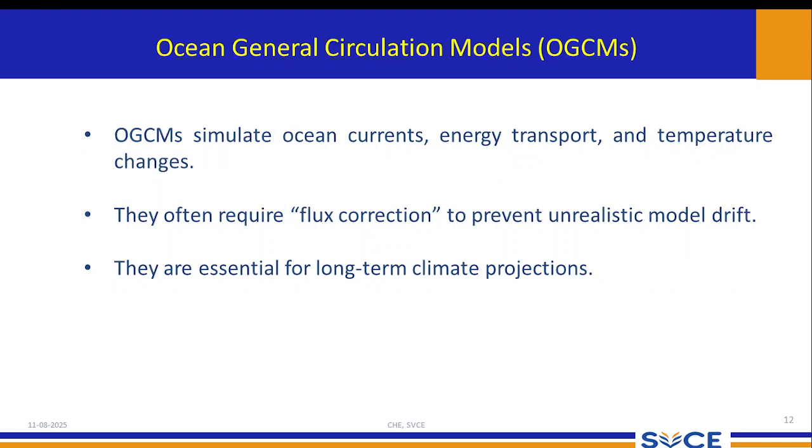Ocean general circulation models simulate ocean currents, energy transport, and temperature changes. They often require flux correction to prevent unrealistic model drift. They are essential for long-term climate projections.